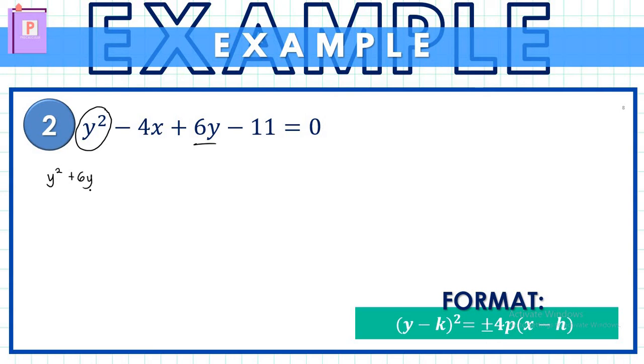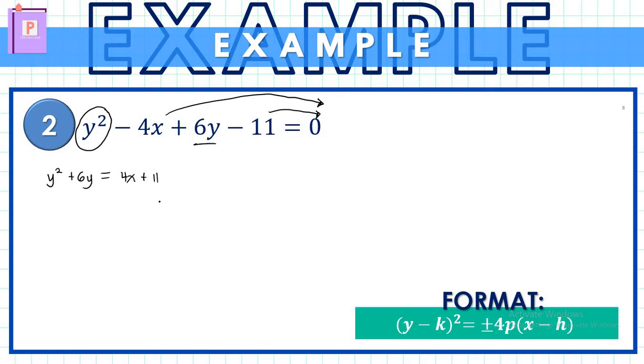and then the rest of the terms will be transposed to the right-hand side of the equation, which is negative 4x and negative 11. Why is that? Because we want to follow the format that only those with variable y should stay on the left-hand side of the equation. So y squared plus 6y will remain on the left-hand side of the equation equals, we now transpose all the terms without variable y. So from negative 4x, that will become positive 4x. From negative 11, that will become positive 11.